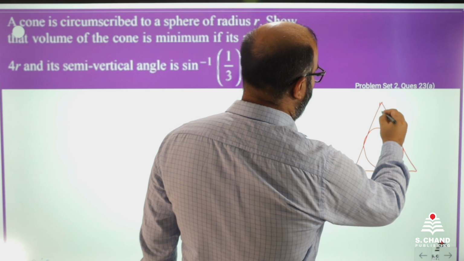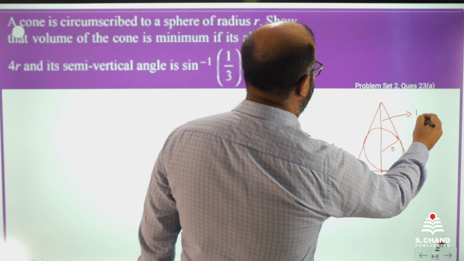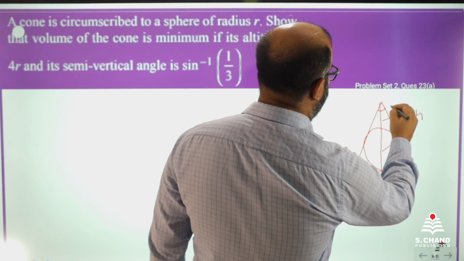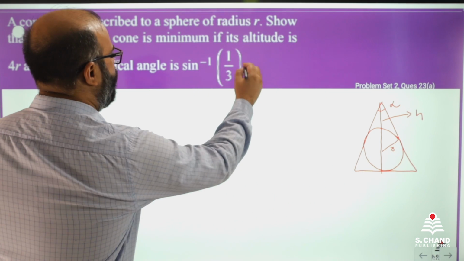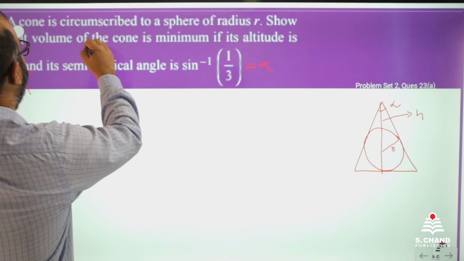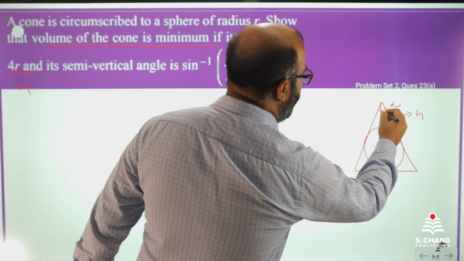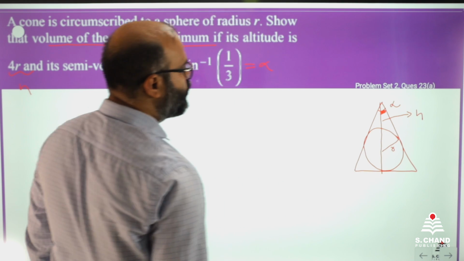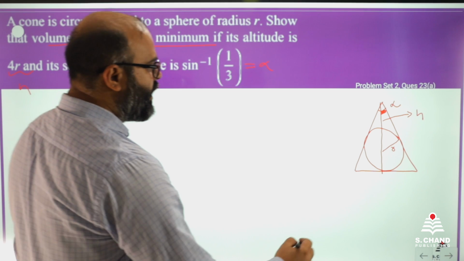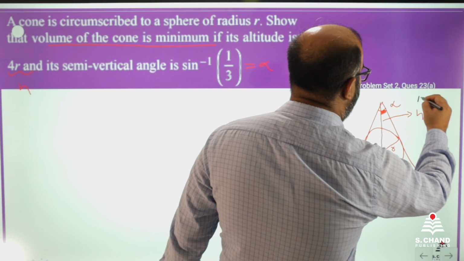So let us take altitude of the cone as h. So this is height h here. And its semi-vertical angle, we don't know, let us take it as alpha. So we have to prove that alpha is equal to this and h is equal to 4r if we want volume of the cone to be minimum. So this is the angle alpha, only this portion, semi-vertical angle. Suppose that the radius of the base of the cone is capital R and the slant height is L.